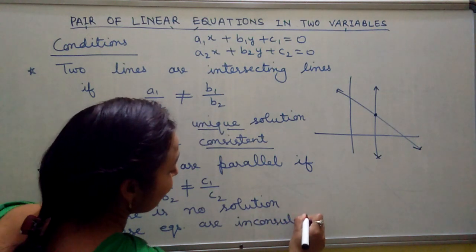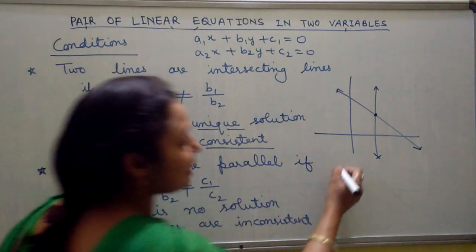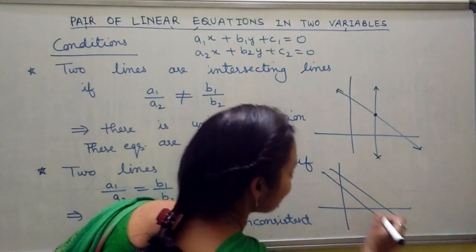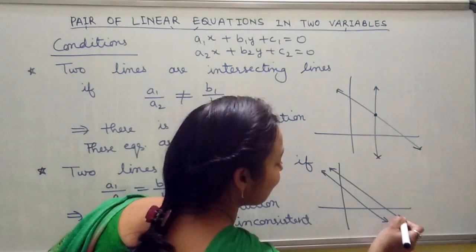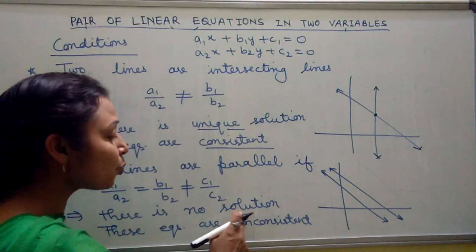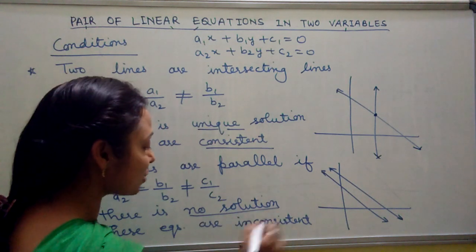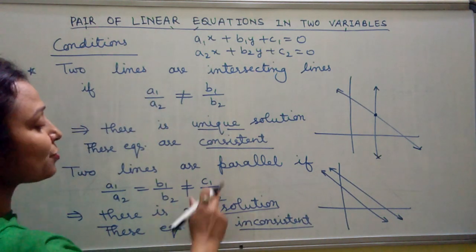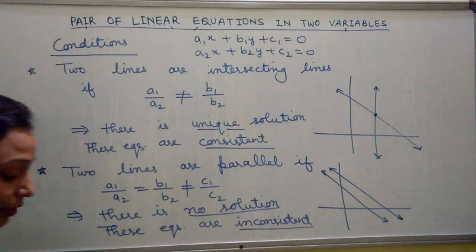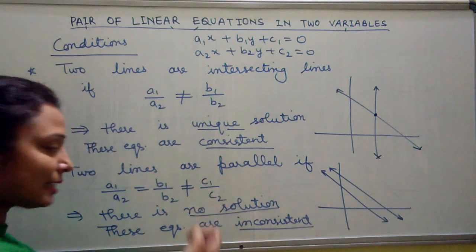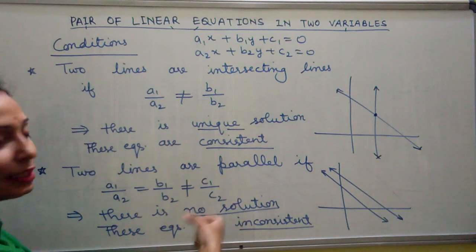That means if they do not meet at any point, they both are parallel to each other, they do not meet at any point. How can we say that there is one solution? So there is no solution at all. This is no solution and inconsistent. That means having no solutions by using this condition. Okay, so this is the second type of lines. Without drawing the graph, we can check by using this condition.